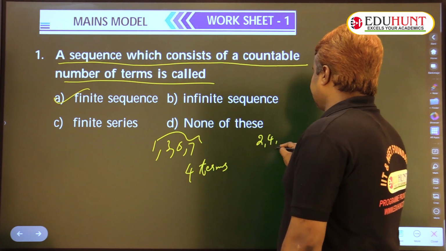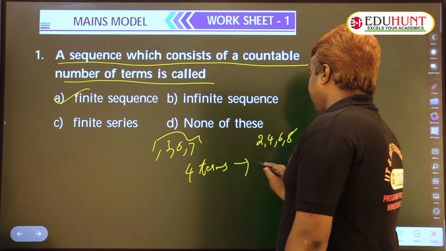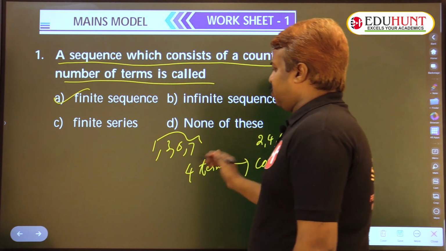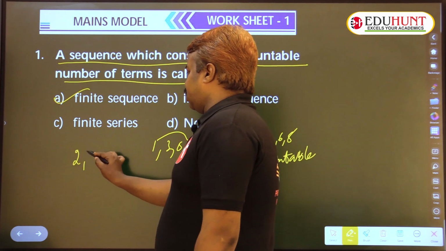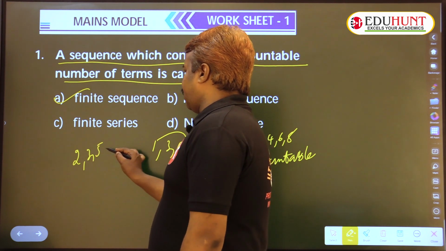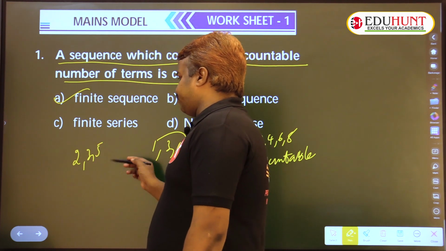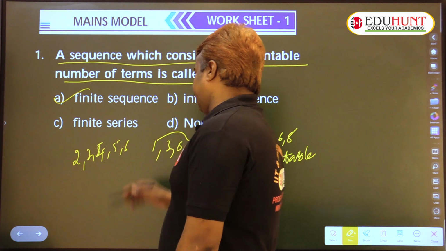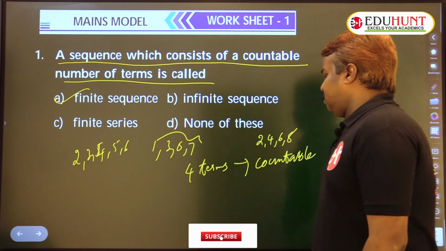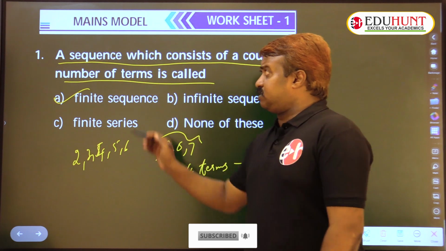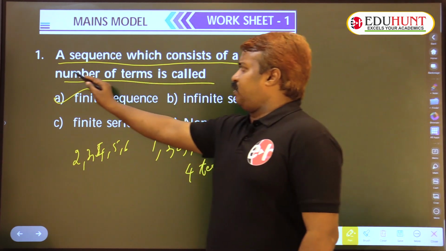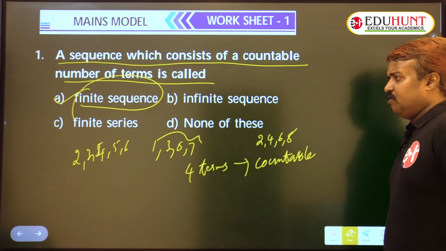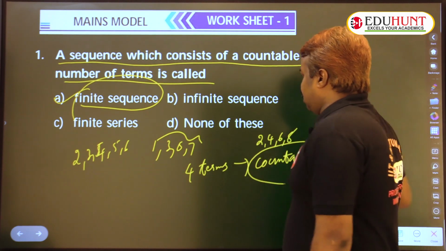Similarly 2 4 6 8, 4 terms of the sequence. It doesn't need to be only 4 terms, there is no need to write 4. Here you can take 2 3 5. Otherwise you can take one sequence 2 3 4 5 6, so 5 countable terms you can write. That is called countable terms. A sequence which consists of a countable number of terms is called a finite sequence.